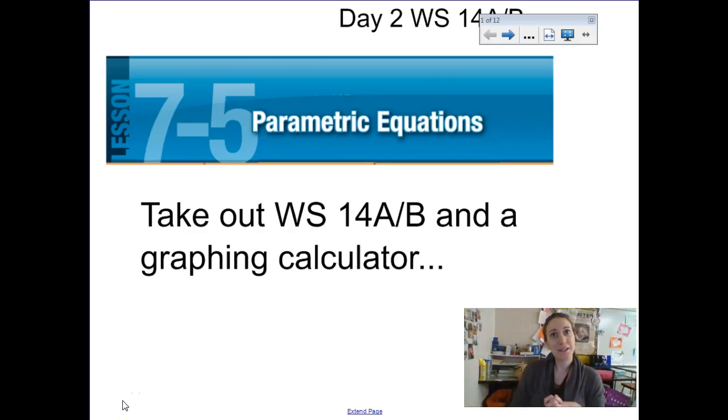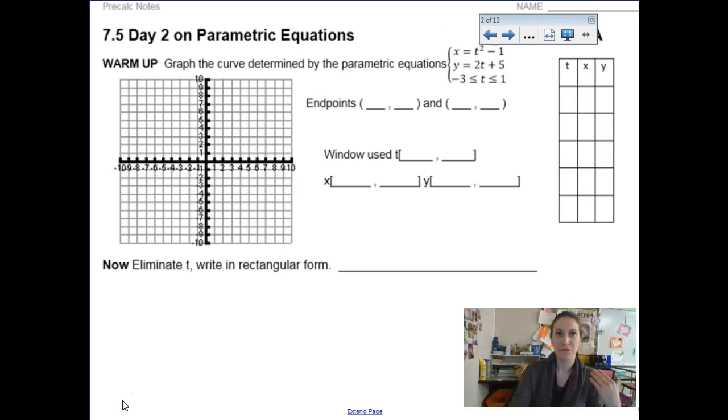Alright, so our second half of our lesson on parametric equations, it's a good one. We're going to be developing more equations, so that's the focus of this part of the lesson. The notes actually start with a warm-up question of what we did on the previous lesson. If you don't mind, I'm going to skip this one because they're a little tedious.